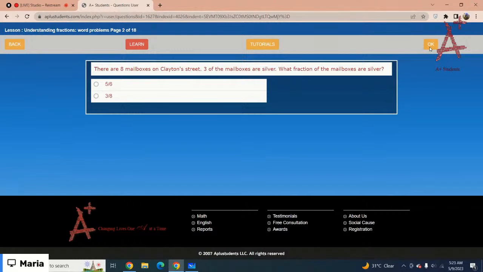So which is the correct option? Yes, it would be 3 out of 8. The total mailboxes are 8 and 3 out of 8 are silver. So the correct option is 3 out of 8.